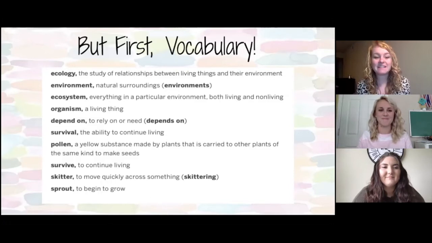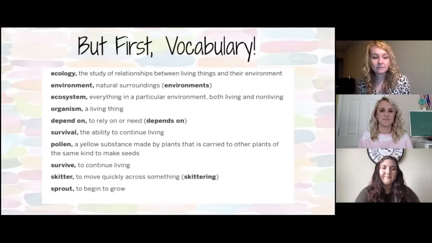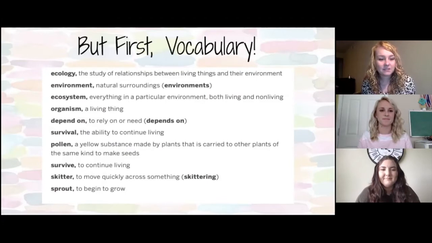So the first word is ecology. Ecology. The study of relationships between living things and their environment. That brings us to the next word, which is environment. Environment. And that is our natural surroundings. If you're talking about more than one, then the word is environments. An ecosystem. Ecosystem. Everything in a particular environment, both living and non-living.